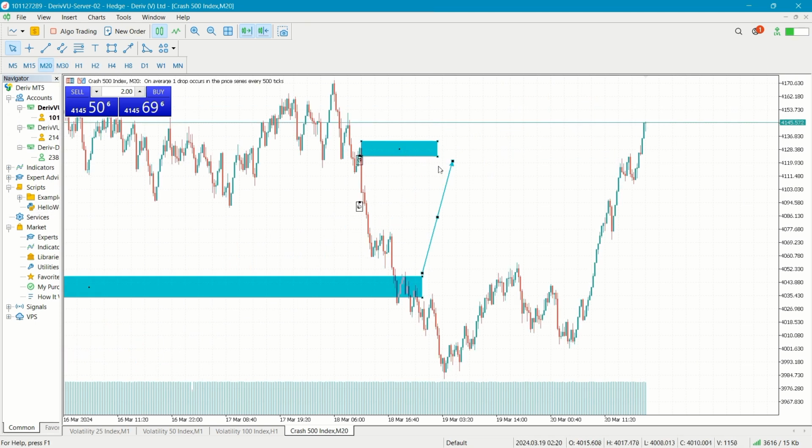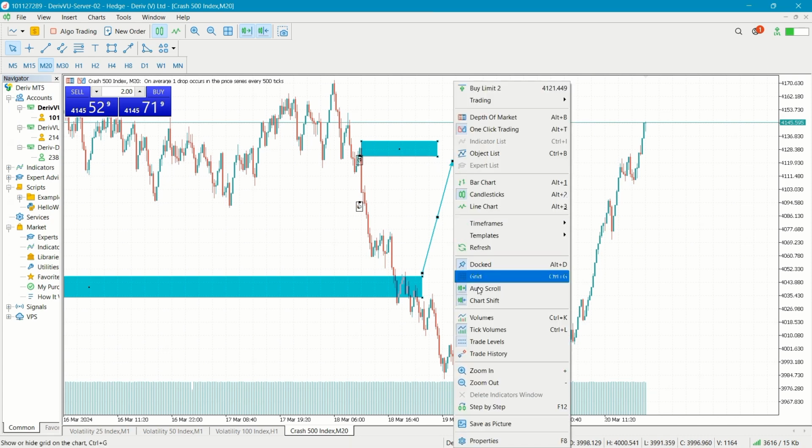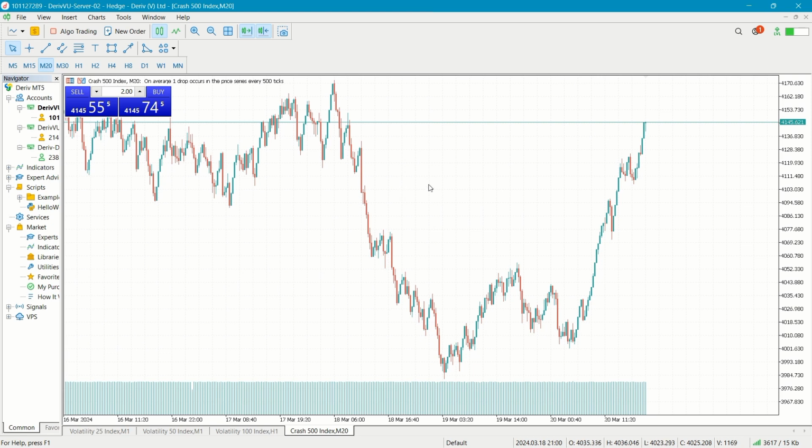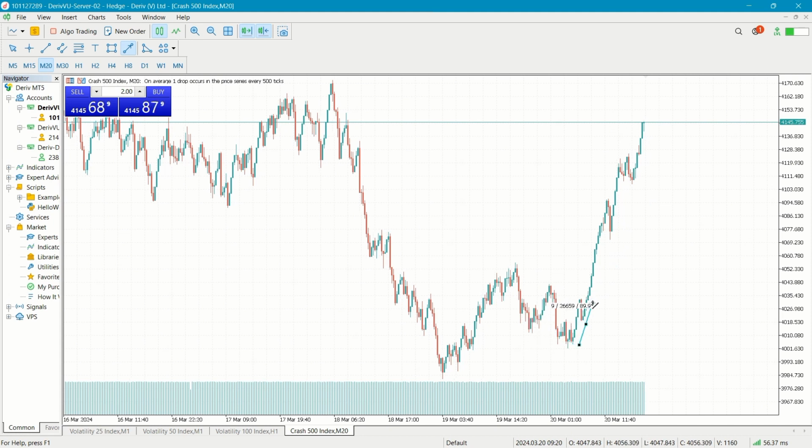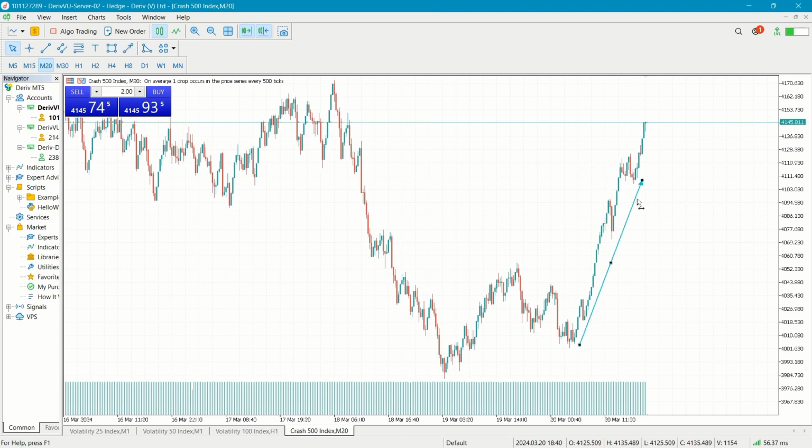So we have the M20 right here. Let me just clear some of this stuff away. Okay, now we have a clean, nice chart right here. So as you can see, from here all the way to here, the market has been making some very nice candles, while having some crashes here and here and there.